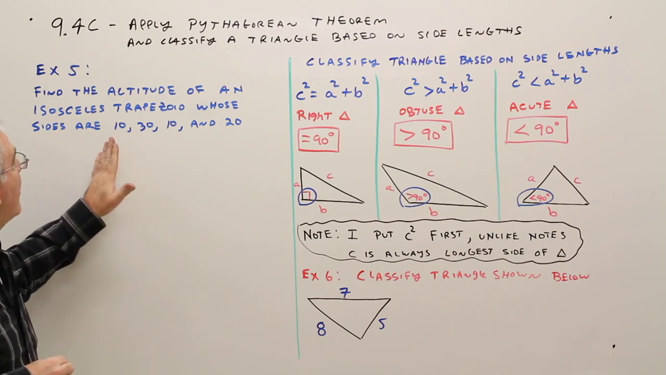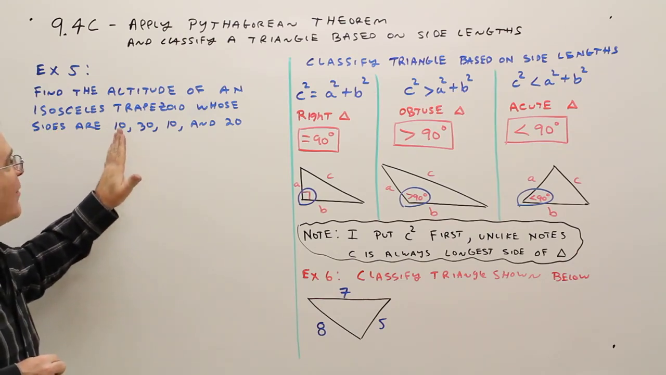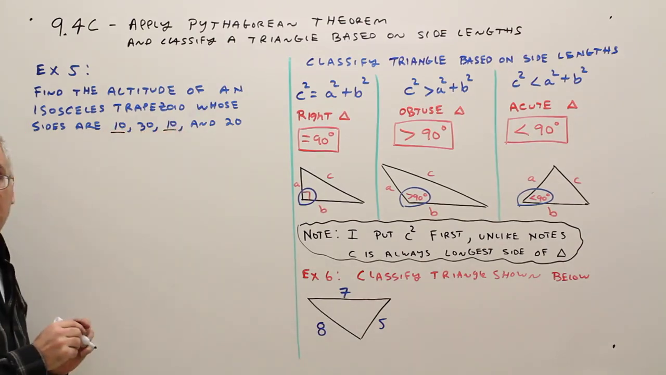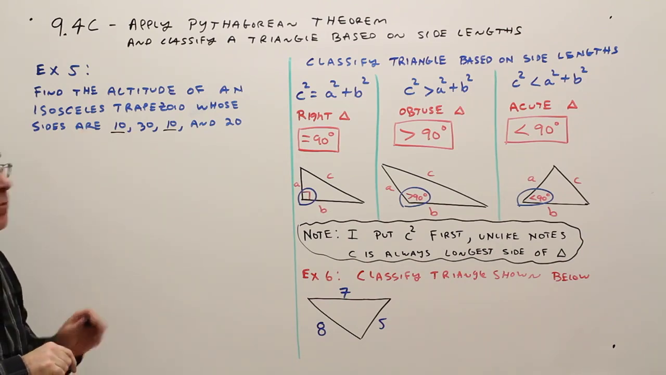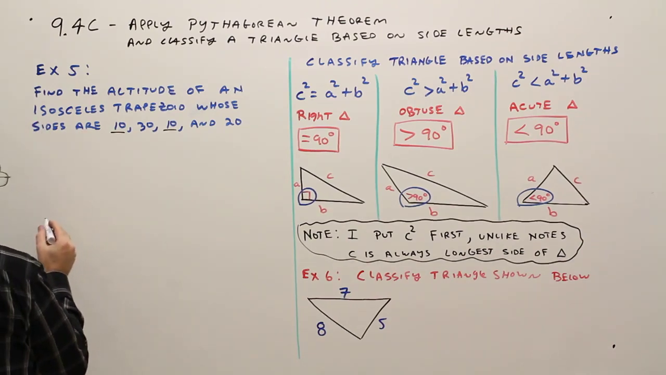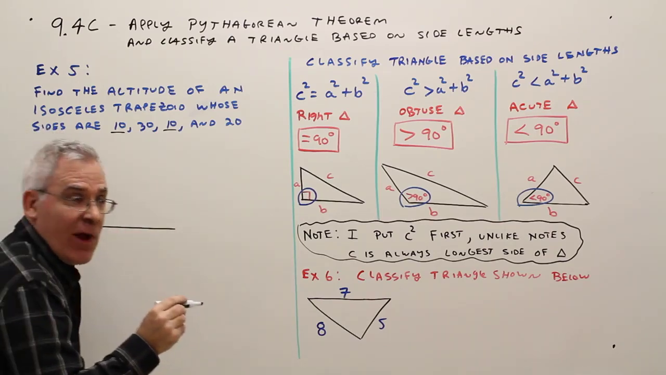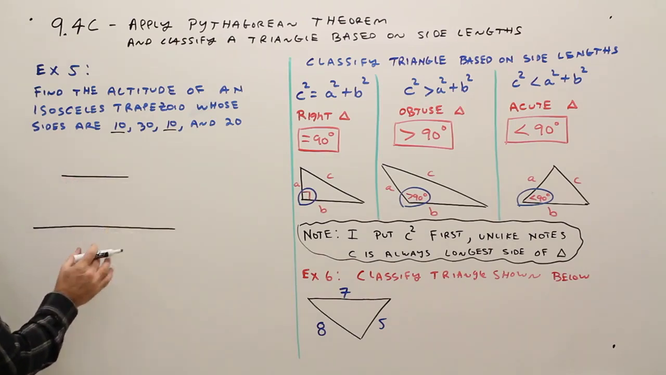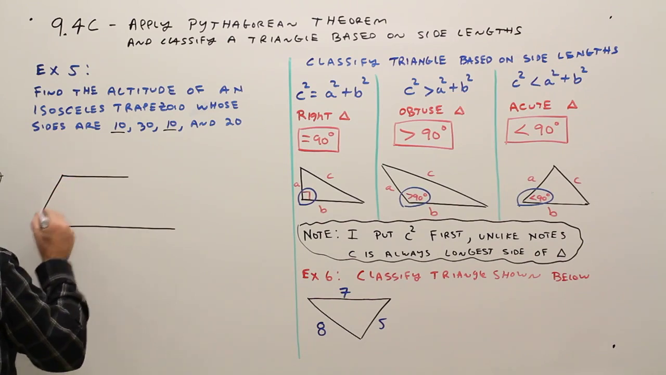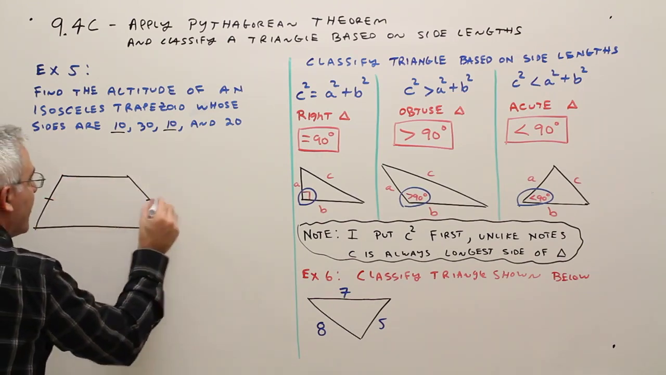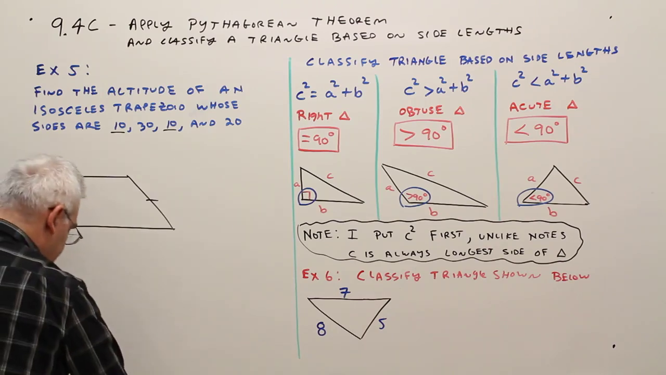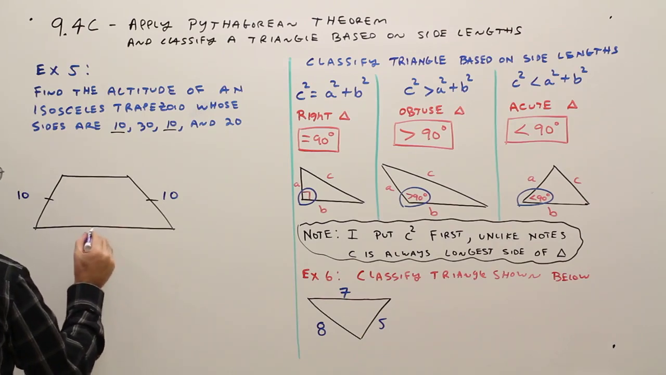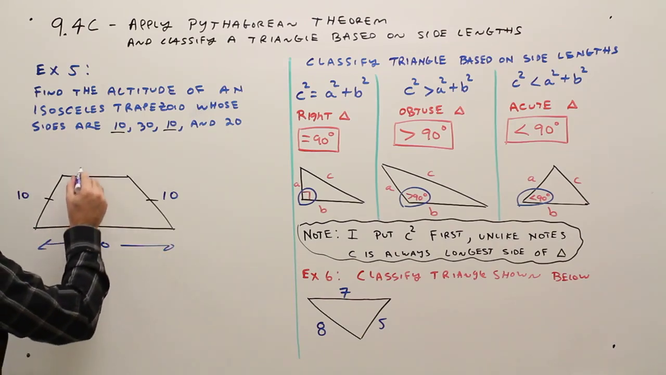Find the altitude of an isosceles trapezoid whose sides are 10, 30, 10, and 20. So right away, you know that the legs are 10, and then the bases would be 30 and 20. So let's start by drawing one. For isosceles trapezoids, what I do is I draw the bases first, and I center the base. That way I'm assured to get the legs to be somewhat congruent. So that's congruent to that. So now I'll label. We've got a 10, a 10, a 30, going all the way across, and a 20.